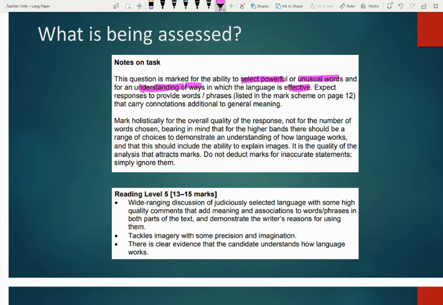There's a list of words in the marking criteria that the exam board guess that you're going to use, hope you're going to use. So there's a list of words or phrases the examiner should expect. And it's interesting to note that those are words that carry connotations additional to their general meaning. So you shouldn't just be choosing words that, this isn't basic comprehension. You're not giving definitions of words here. You're choosing words and images and phrases that carry connotations, that have implications and suggestions associated with them. And the words you should be selecting are unusual and powerful.